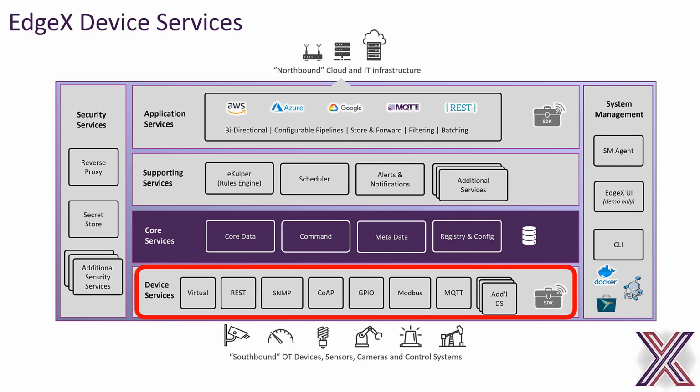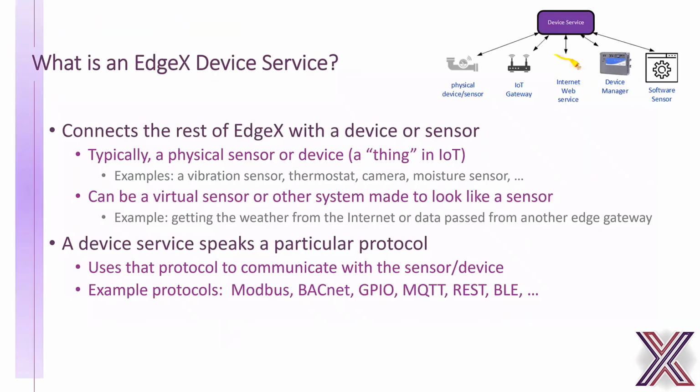So a little bit more detail. An EdgeX device service then connects the rest of EdgeX with a device or sensor. Now, these are usually physical sensors or things that we speak about in the IoT. And they could be vibration sensors, thermostats, cameras, moisture sensors. There are any number of sensors on the market and edge devices on the market these days.